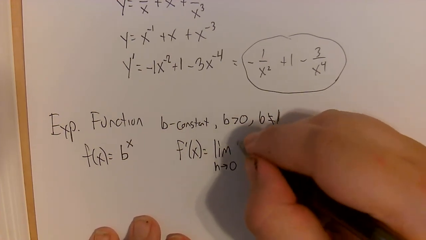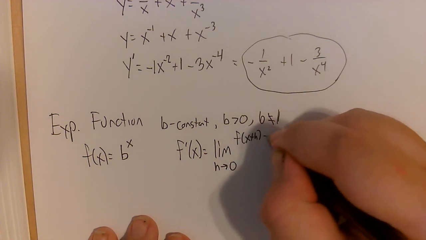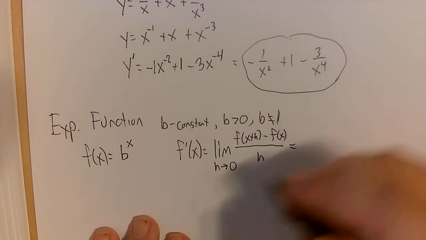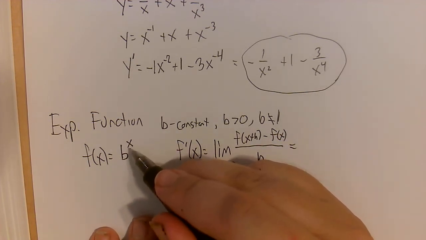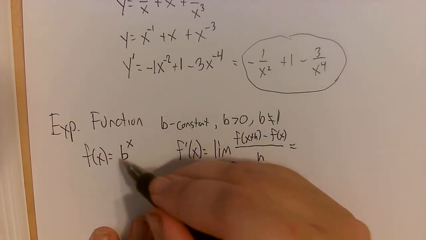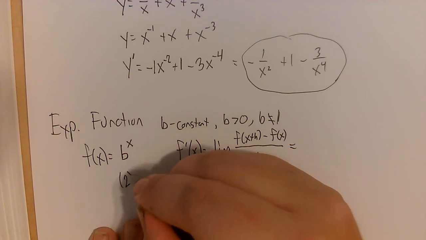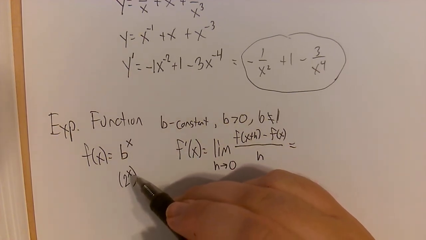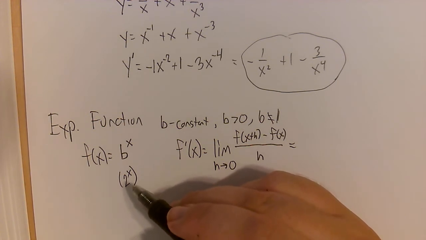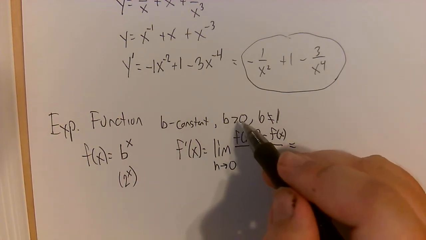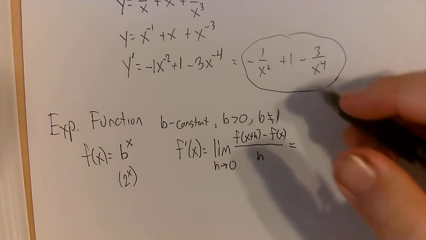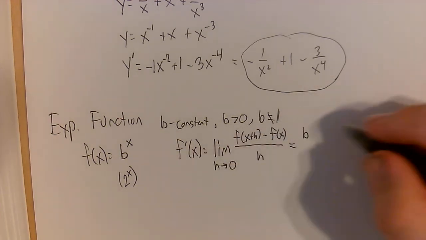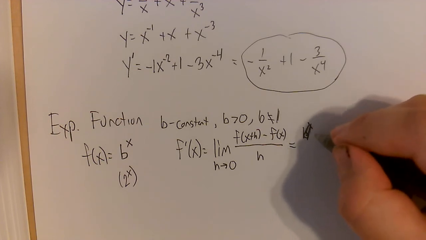So f prime of x is the limit of f of x plus h minus f of x over h. So if I apply that to b to the x right here, and if you're uncomfortable thinking about this as a constant, you can just put your favorite number in there if you'd like. So you can imagine this maybe is like 2 to the x, or e to the x, or pi to the x, or whatever you'd like, so long as it's positive and not 1. So if we do this, we have b, but instead of x, I'm going to put x plus h, after I do my limit.